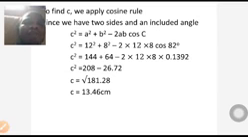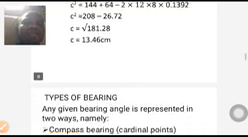So from there you find the square root of both sides. So you have the square root of 181.28 is 13.46. So the side that is missing in that triangle now is 13.46 centimeters.